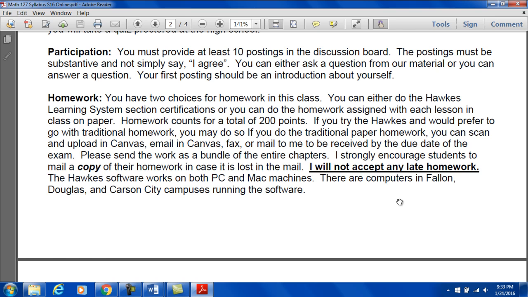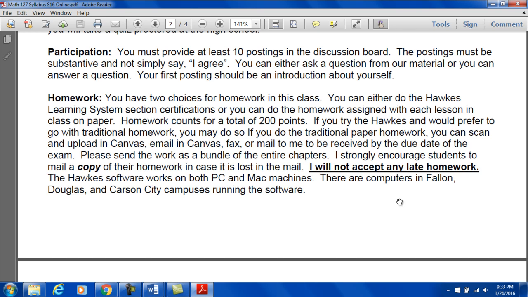In terms of homework, you have two choices for homework in this class. You can either do the Hawks Learning System section certifications, or you can do the homework assigned with each lesson in class on paper. Homework counts for a total of 200 points. If you try the Hawks and would prefer traditional homework, you may do so. If you do the traditional homework, you can scan and upload in Canvas.